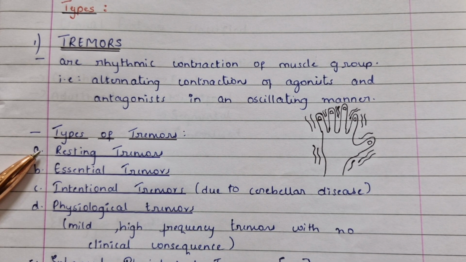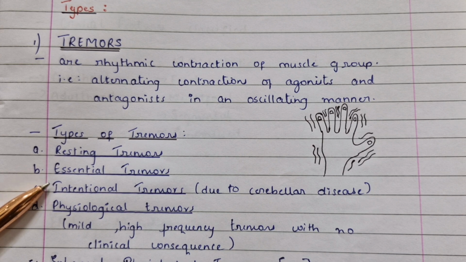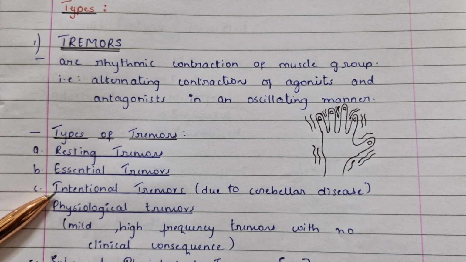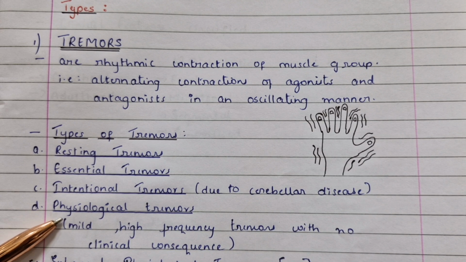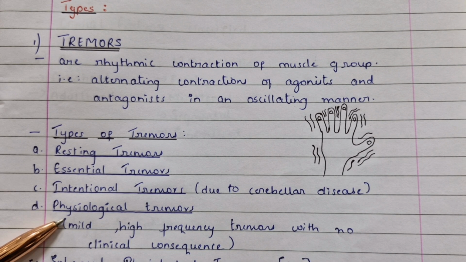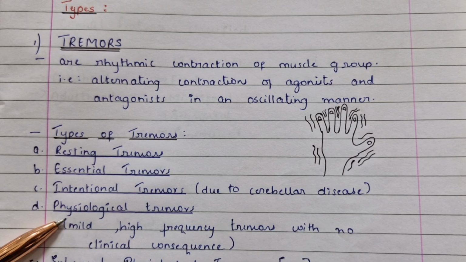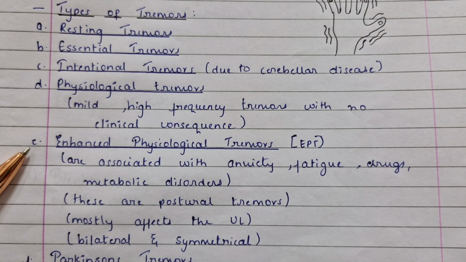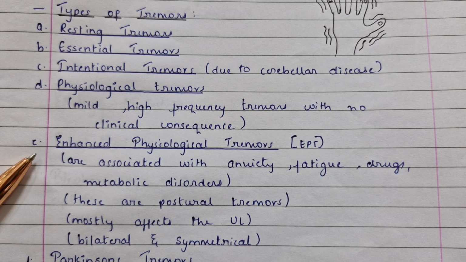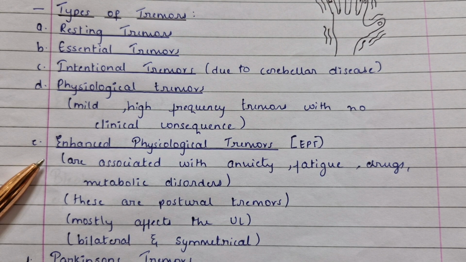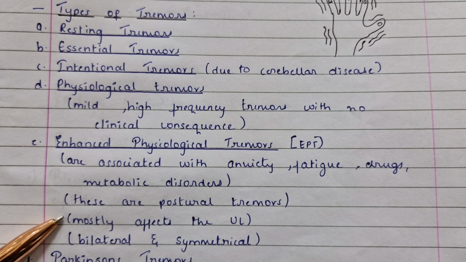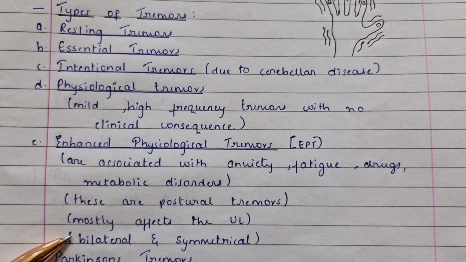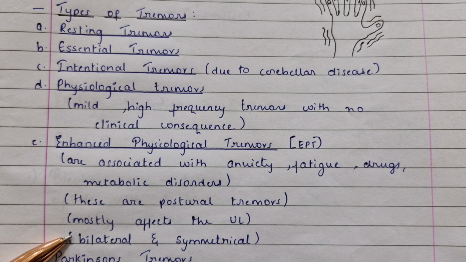We have resting tremors, essential tremors, intentional tremors due to cerebellar disease, physiological tremors, which are mild, high frequency tremors with no clinical consequence, enhanced physiological tremors, which are associated with anxiety, fatigue, drugs, and other metabolic disorders. These are postural tremors, which mostly affect the upper limbs, occurring bilaterally and symmetrical in nature.